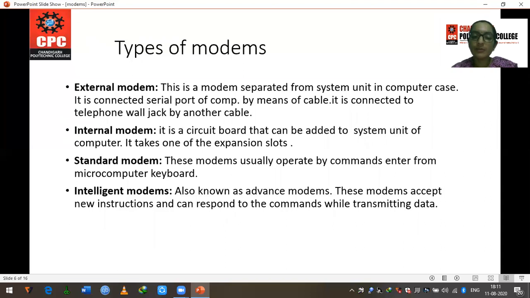Now, what are internal modems? It is a circuit board, like a PCB or IC circuit board, that can be added to the system unit of the computer. It takes one of the expansion slots. Now, standard modems. These modems are usually operated by commands entered from the microcomputer keyboard. Next are intelligent modems, which are used today in our daily life. They are also known as advanced modems. We can say these modems accept new instructions and can respond to commands while transmitting data.